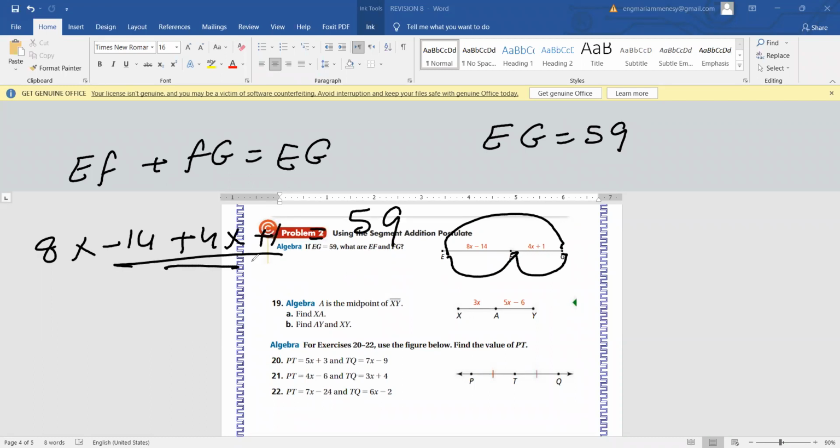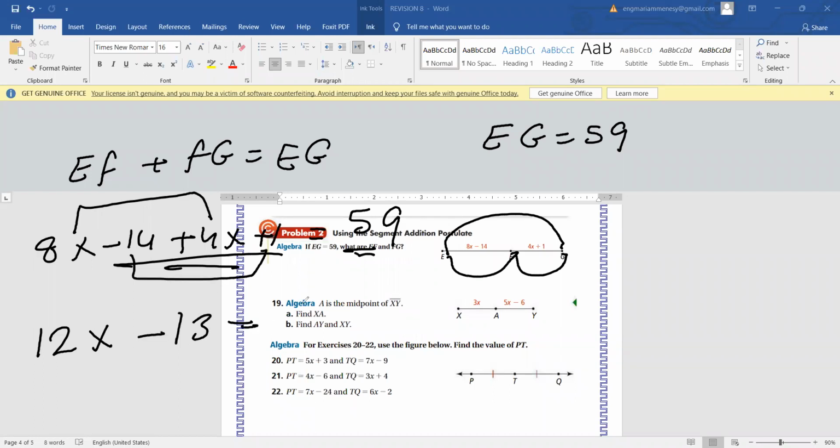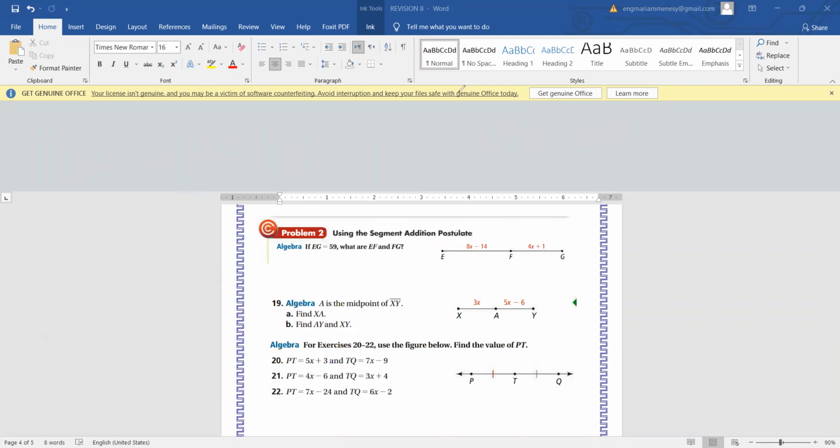Variables on one side, my dear, no variables here. It's very easy. 8x plus 4x is 12x. Minus 14 plus 1 is minus 13. 12x minus 13 equals 59, so add 13 to both sides. Get the answer for x, then get EF by substituting x, and here substitute x. Do you understand how to solve it? We should substitute in the exam. The question asks you to get EF and FG.